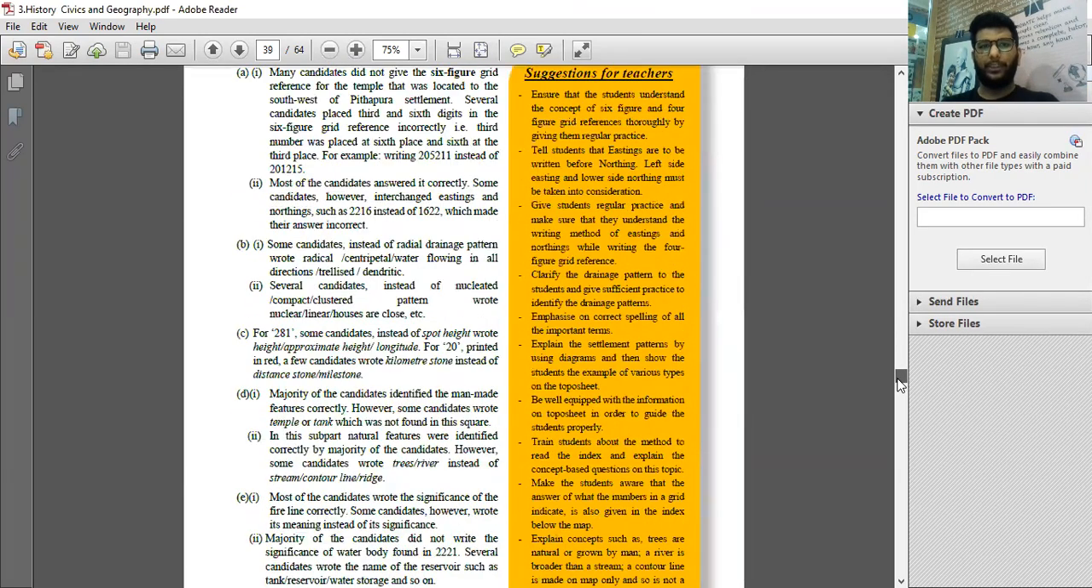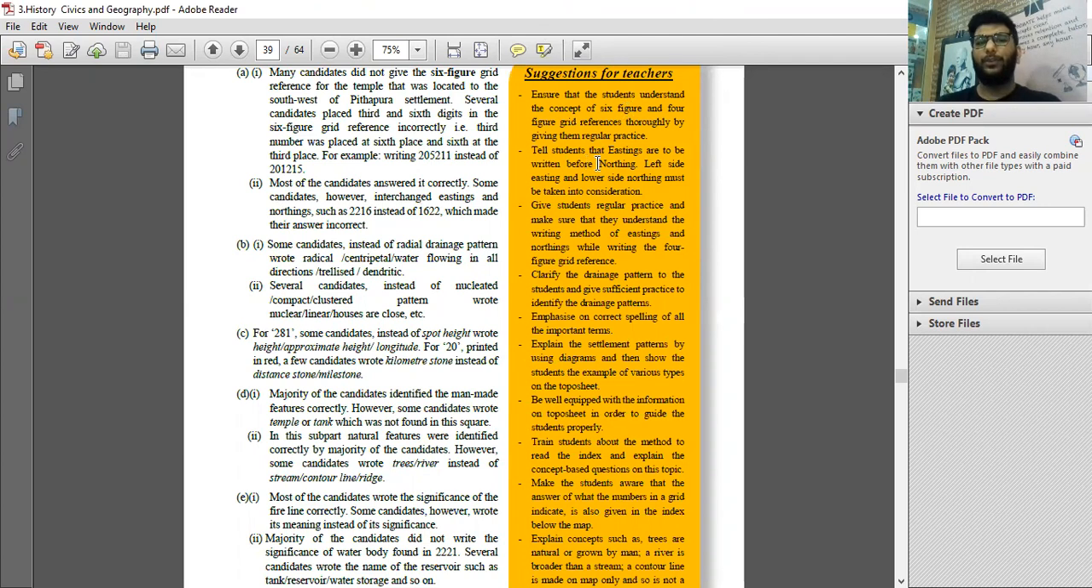Now, children, you can notice there are certain selective suggestions which have been mentioned for the teachers. Ideally, when we say it is for the teachers, it's actually meant for the children to implement, okay? So, first and foremost, ensure that the students understand the concept of the six-figure and four-figure grid. And I'm very clear that you must all be knowing this, so it's going to be easy for you to understand.